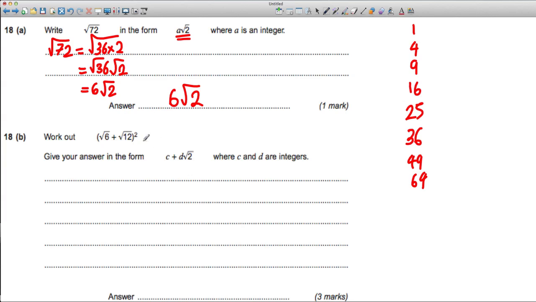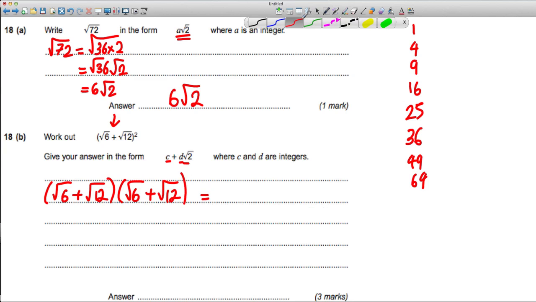Work out the following, give your answer in the form a number plus a number lots of root 2. Now, this here is like multiplying out brackets. Root 6 plus root 12 multiplied by root 6 plus root 12. Okay, let's do it step by step. That multiplied by that. Root 6 times root 6 is root 36, which is 6. Root 6 squared must be 6, right?